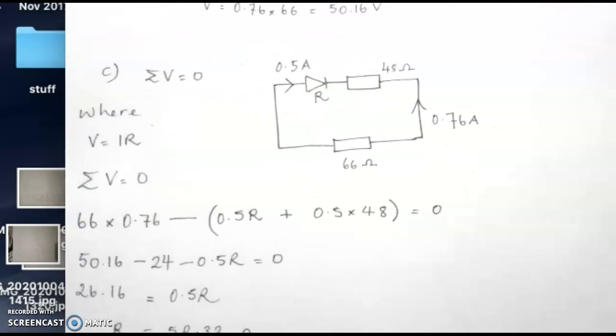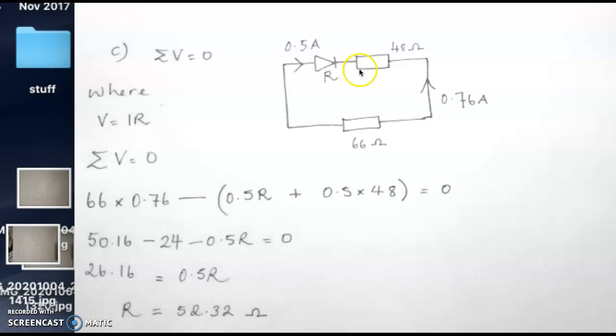So let's have a look here. If we draw that single loop, we're left with our diode, whose potential difference we need to find, a resistor of 48 ohms, and a resistor of 66 ohms. We have a current flowing this way in this section of the circuit equal to 0.76 amps. In this section of the circuit, we've got a current of 0.5 amps. Now this is all information in the question. So let's use this equation.